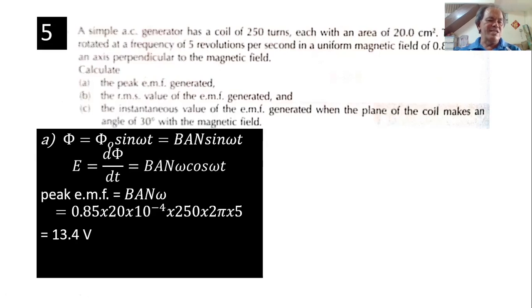So this one is a bit more challenging. Part B, root mean square value of EMF generated. How do you calculate root mean square? That's your STPM work. You will study the next topic also. How to calculate the root mean square. Can?